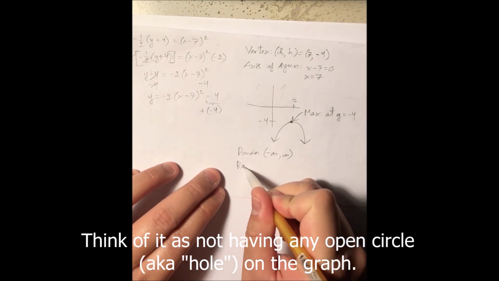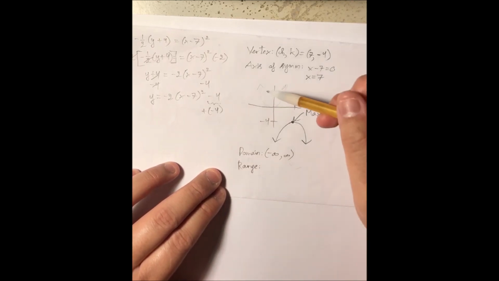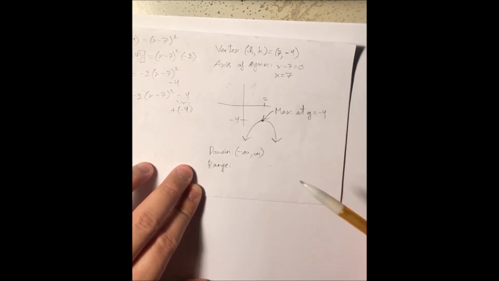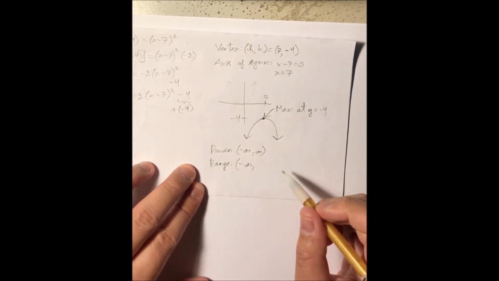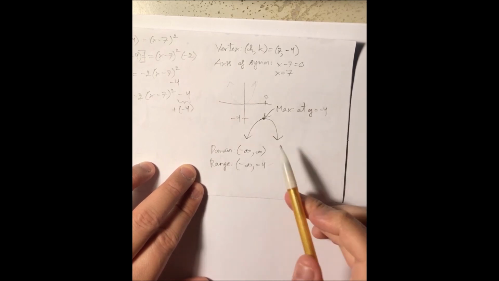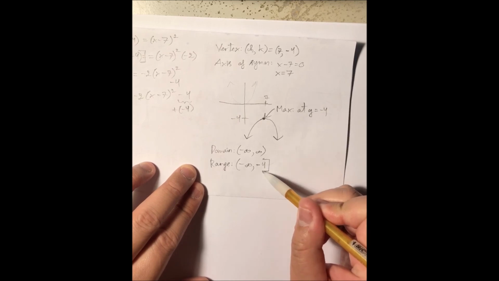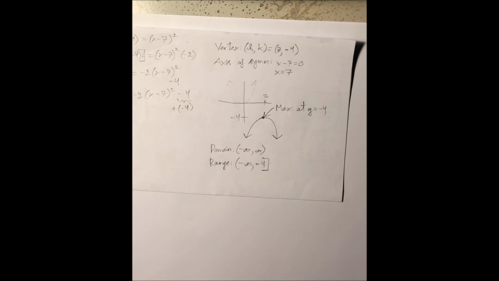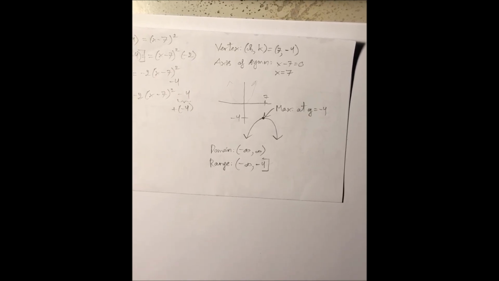Now, what about the range? Well, for the range, you have to read the y values from bottom to up. If you read the y values of this function from bottom to up, you know your range is going to go from negative infinity to the highest y value, which is y equal to -4. And because there's no point of discontinuity at y equal to -4, we have to put the bracket to include that y value in the range. And yeah, that's how we find the vertex, axis of symmetry, domain, range, and maximum or minimum of this example.